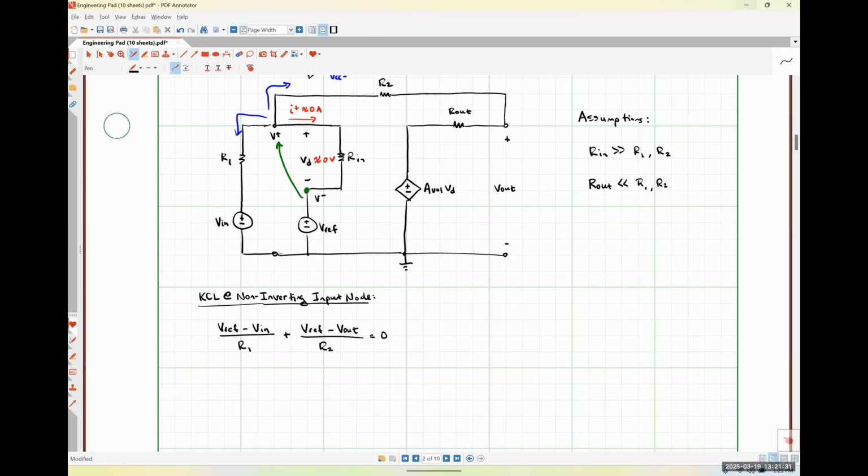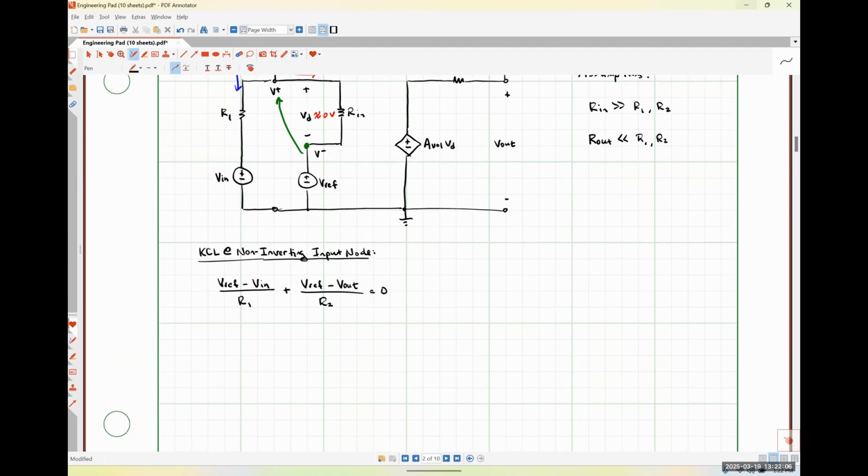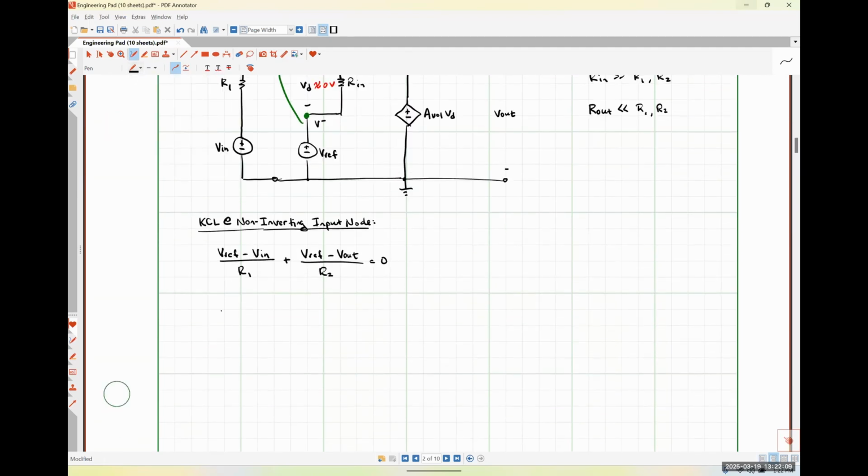Everybody okay with that application of Kirchhoff's current law, where again, we're working with the assumption that the current flowing through the input resistance is so small in comparison to the current flowing through those smaller resistors that we can effectively neglect it, okay? So what I'm going to do now is rearrange this expression, and I'm going to put Vref on one side of the equation, and then Vn and V out on the other side of the equation, okay?